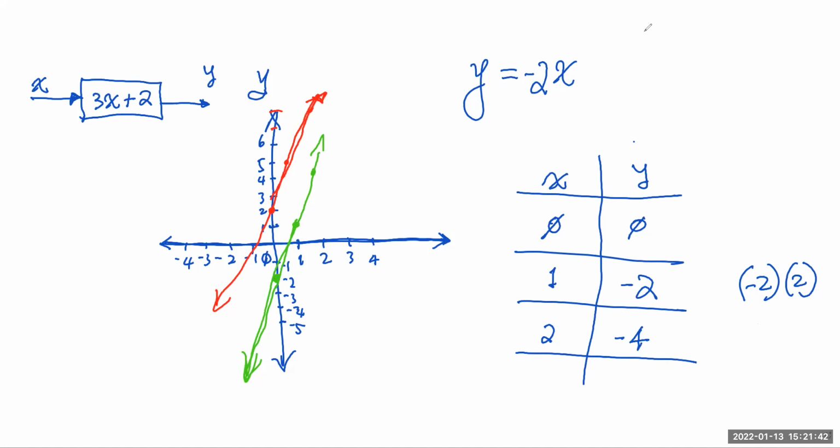Okay, now I'm going to use a different color this time. Now I can use black. So 0, 0 is here. 1, -2 should be here. Then 2, -4 should be down here. So we got another line going like that. Now we have 3 functions.